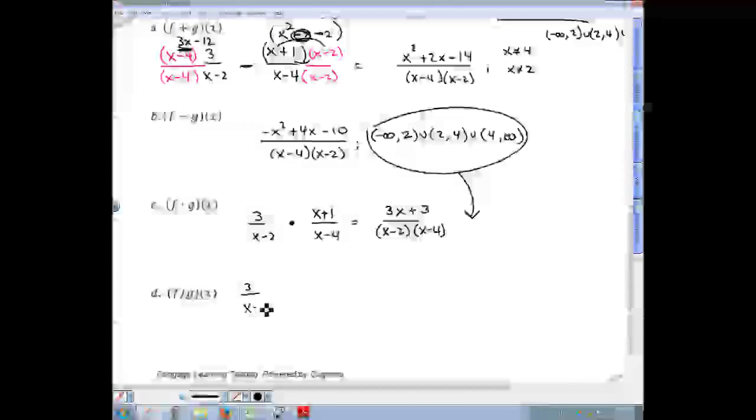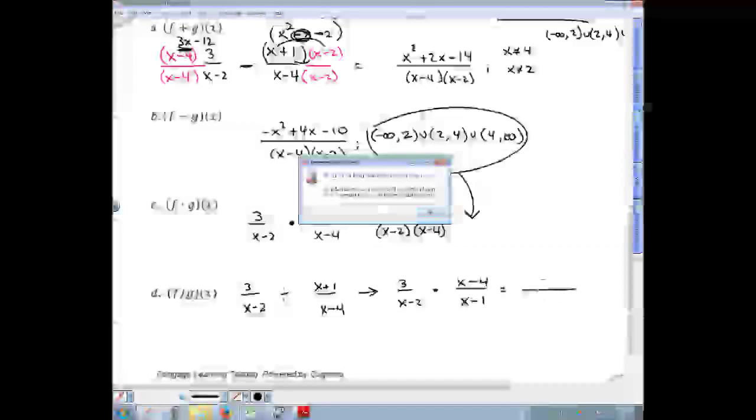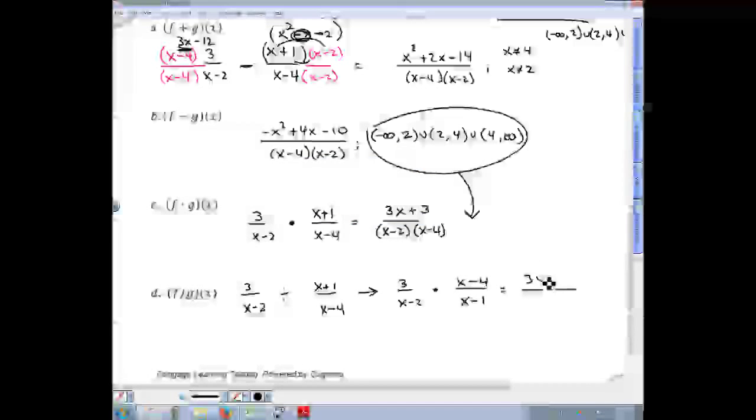If you're dividing these, when you divide fractions, you change the last fraction to its reciprocal and then multiply. So this is really 3 over x minus 2 multiplied by x minus 4 over x minus 1. And again, multiply straight across. So 3x minus 12 over x minus 2 times x minus 1.